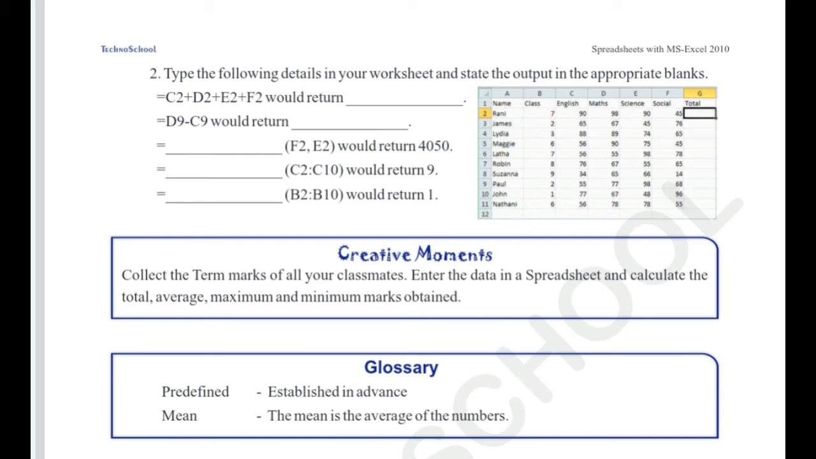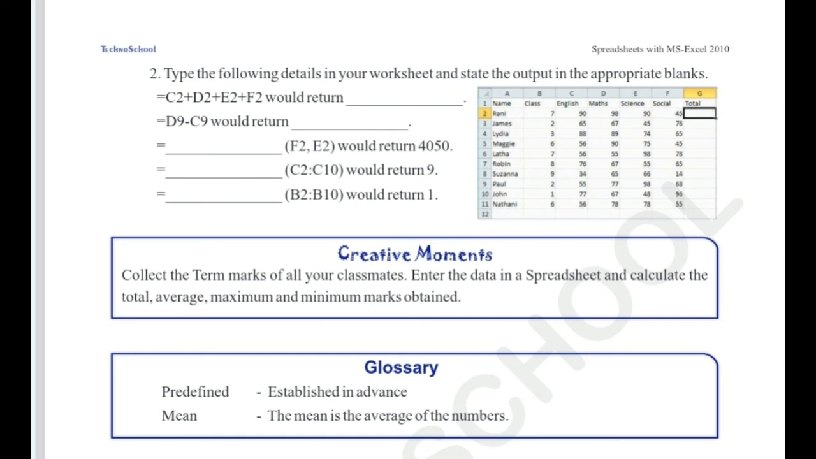Next one, equal sign, F2 comma E2 would return 4050. Write the name of the function. Like that you have to do this exercise: understand the question and give your answers. If you have a system at home, just work on it. You can get good knowledge of working with MS Excel formulas. It's a very simple exercise. Complete it with hands-on experience in MS Excel, and there is no need to write these tasks in the classwork notebook.